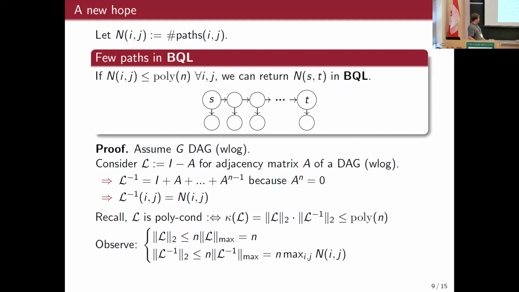And the spectral norm of L inverse, we bound similarly. We also use this norm equivalence. And then the max norm of L inverse, because the entries are just the number of paths, is exactly equal to the maximum number of paths between two nodes. So we find that this matrix L is poly-conditioned if and only if the number of paths between any two vertices is polynomially bounded.